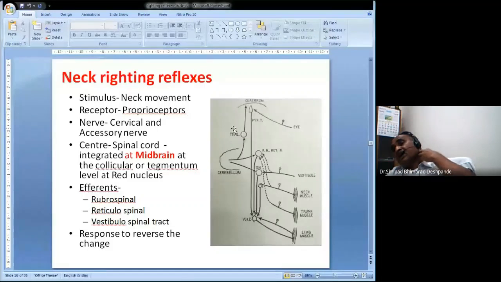Now, once these are excited, so these are neck muscles, and their action is to relax these muscles. That means contract the opposite group of muscles to make the head tilt. So that means the cervical segment, especially through the accessory nerve, these proprioceptors are there. The proprioceptors are present in the fascia, present in the joints, present in the Golgi tendon organs. So they are A alpha, A beta fibers.